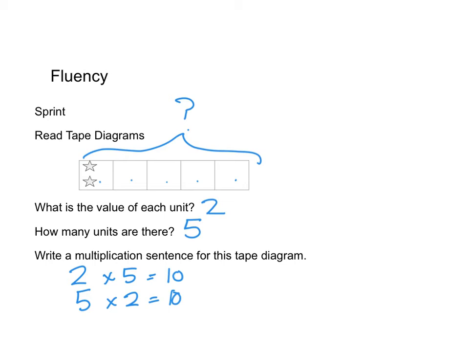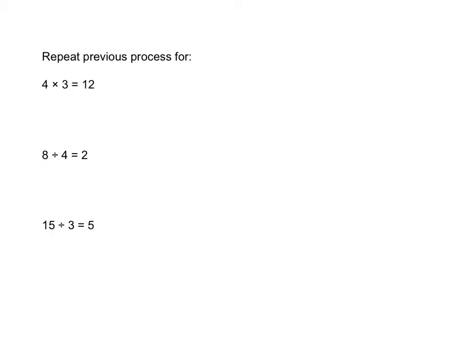All right, let's look at some more. This time they've given us a multiplication sentence. 4 times 3 equals 12. So that 4 at the beginning indicates that is going to be the total number of units. So we'll have 4 units. It's going to equal 12, so that's our total. So we want to indicate that, our total. And then we want 4 units of 3.